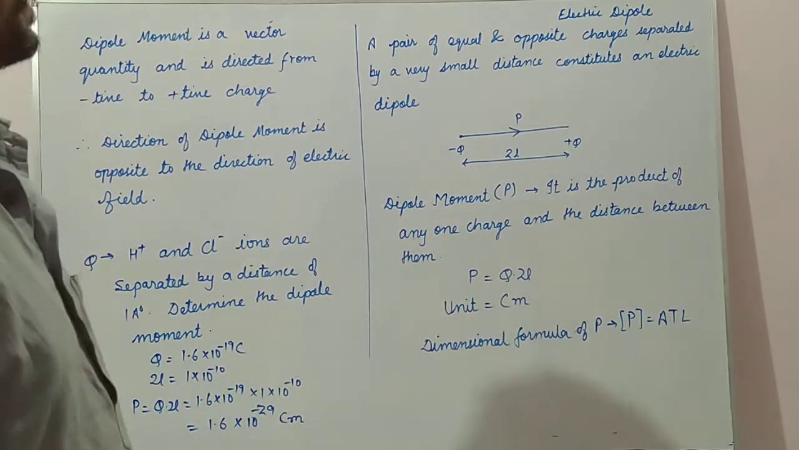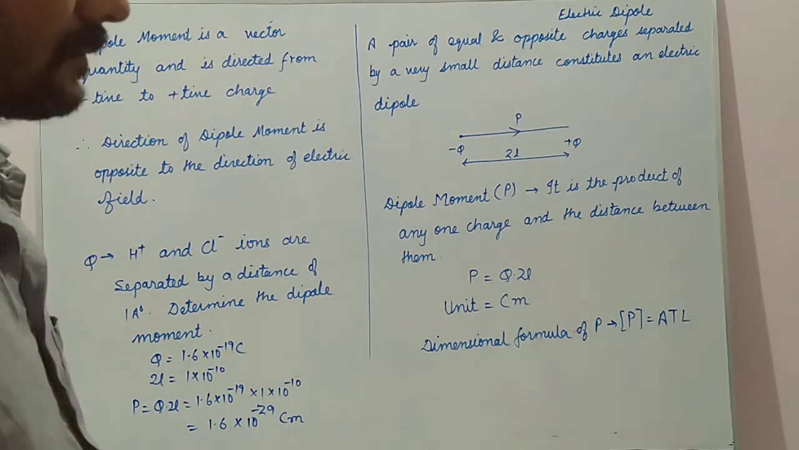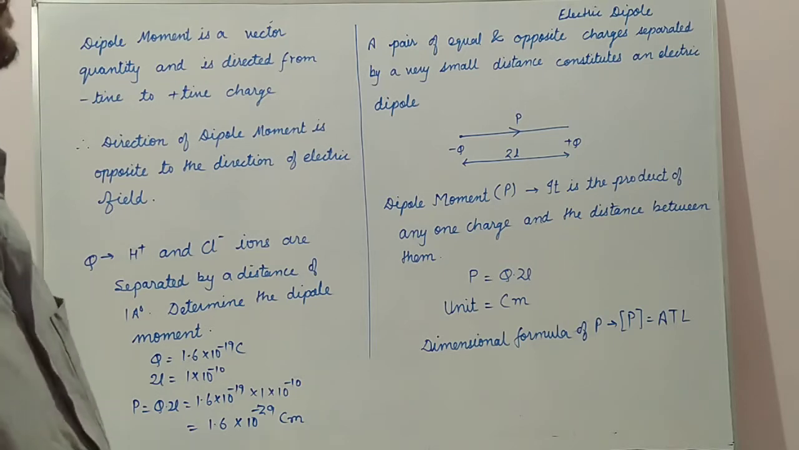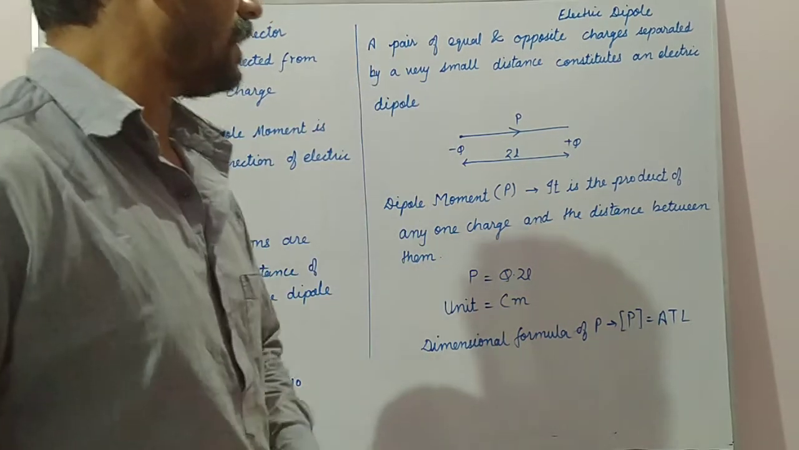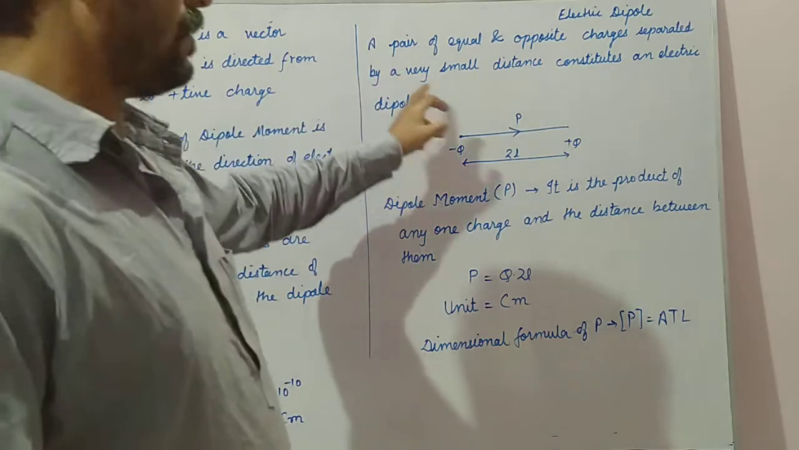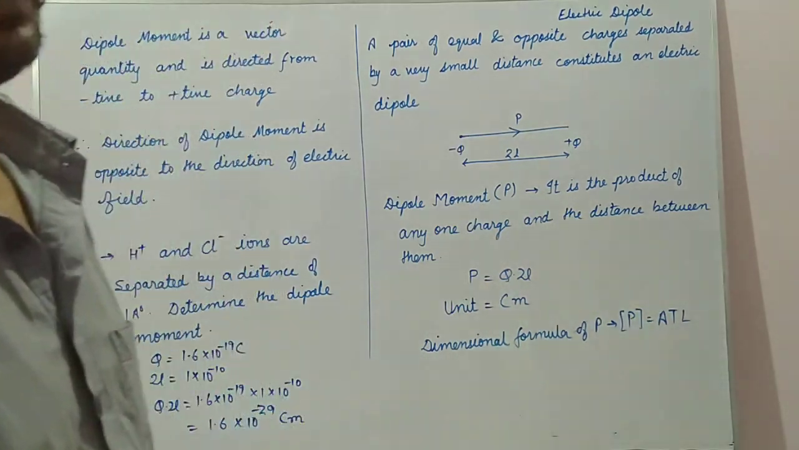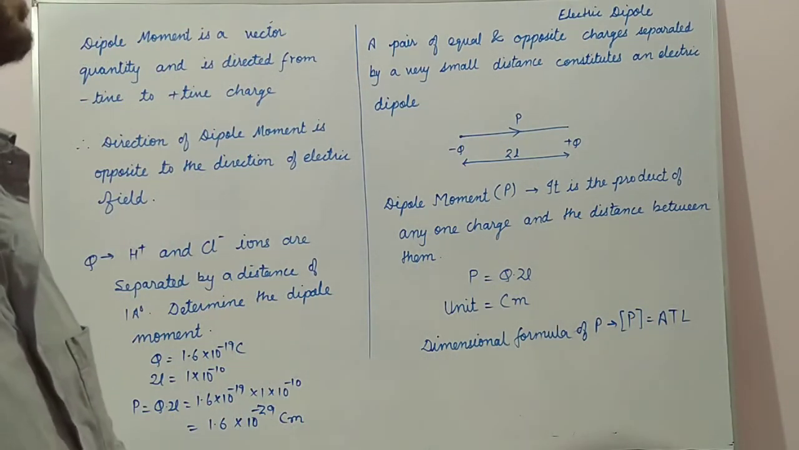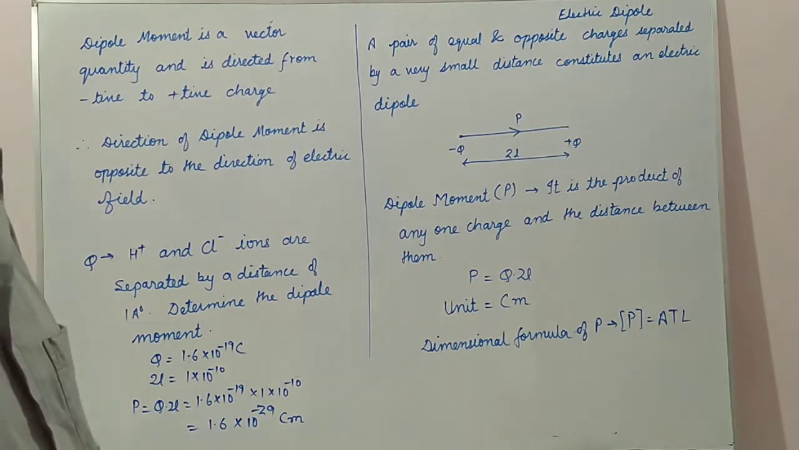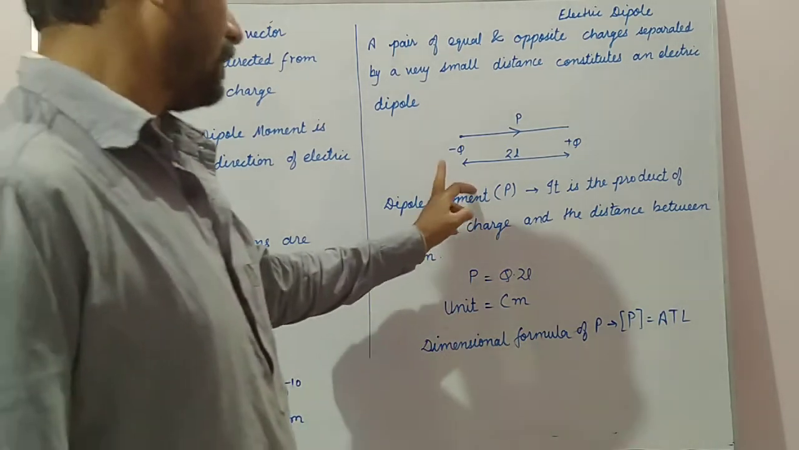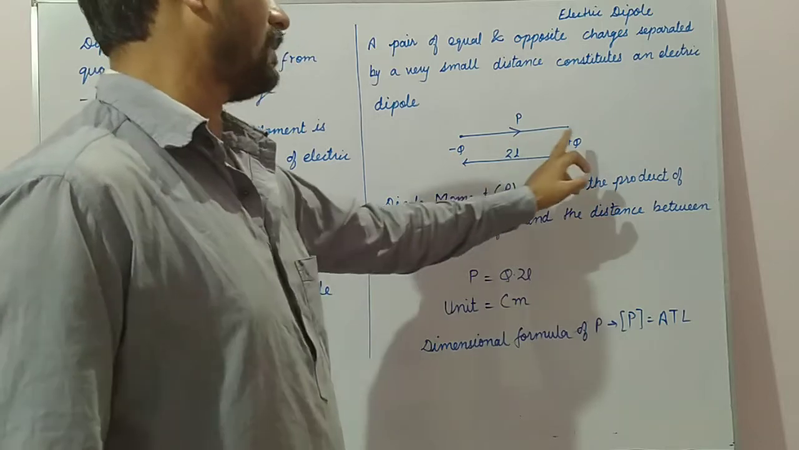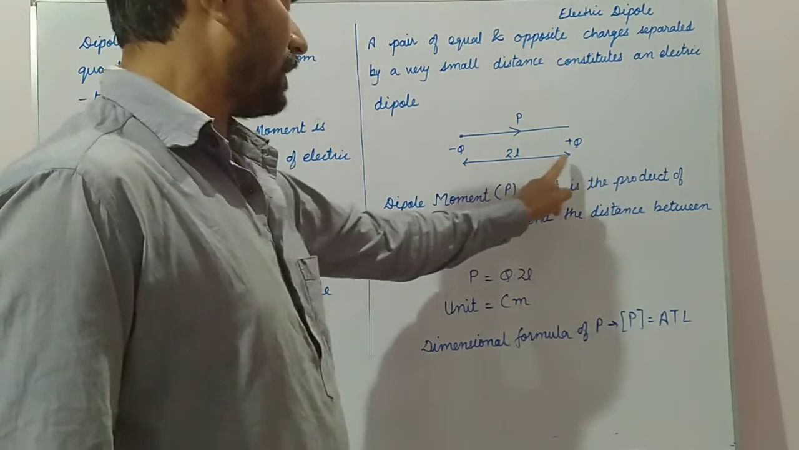Today we will start with the topic electric dipole. Now, what is an electric dipole? A pair of equal and opposite charges which are separated by a very small distance constitutes an electric dipole. Suppose one charge is minus q, the second one is plus q. They are separated by a very small distance.